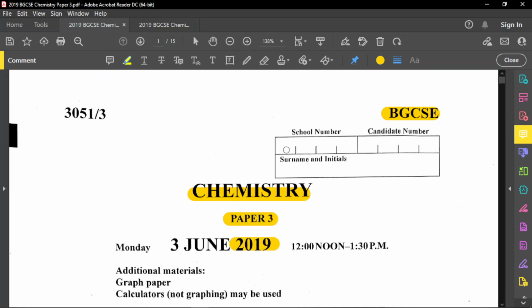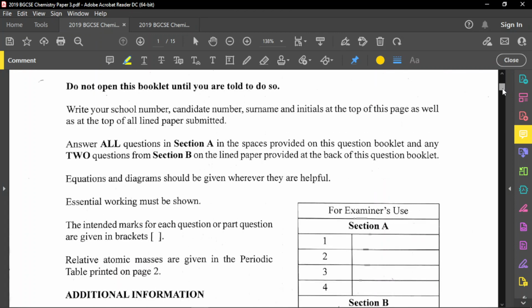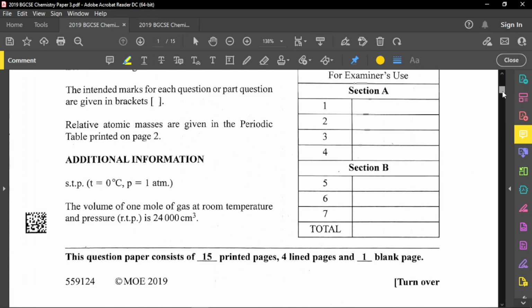Again, as always, please remember to write a school number, write a candidate number, and also write your surname along with your initials. Also, please ensure that you read through the instructions carefully, and if you have any queries, please clarify them before you start the examination.